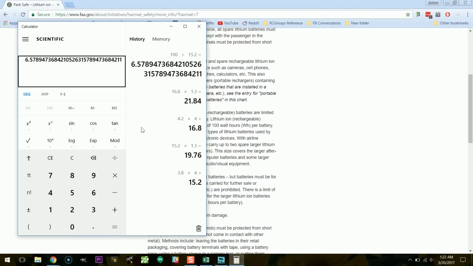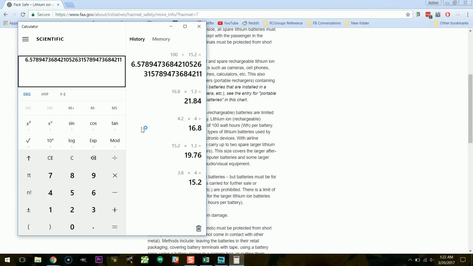You can see the maximum size 4S you can carry would be 6,500 milliamp hours. No battery larger than that can be carried onto the plane. So if you have a big 10,000 milliamp hour 5S, you may not be able to legally carry that onto a plane. But if you have anything up to a 6,500, you're good to go.